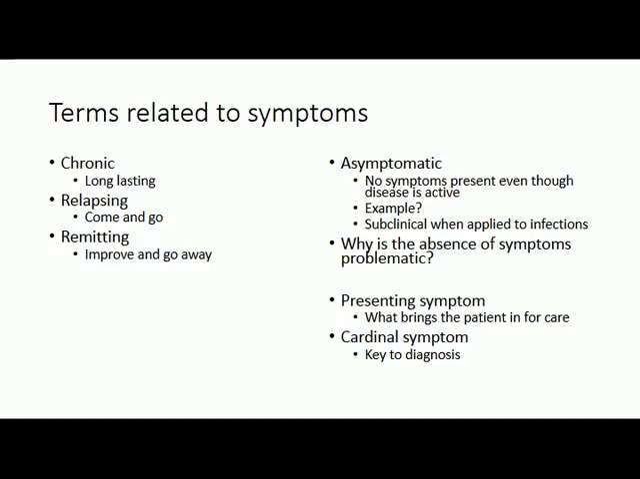We also have to consider the term asymptomatic, which means that no symptoms are present, even though there is disease. There are examples of perhaps certain cancers, actually many diseases, where the patient may actually have a disease but does not currently demonstrate symptoms. We use the term subclinical when we are talking about infections. Subclinical means that the person has an infection but is not demonstrating any symptoms.